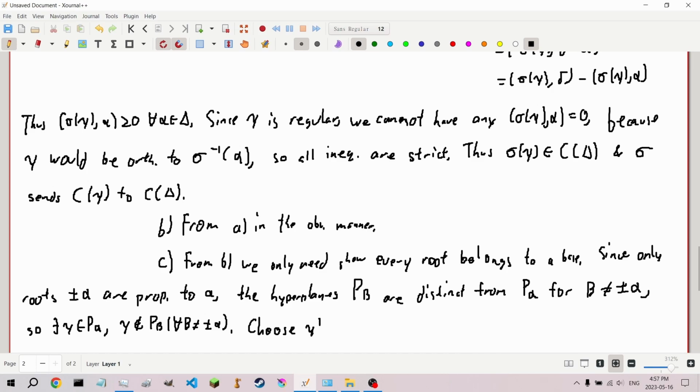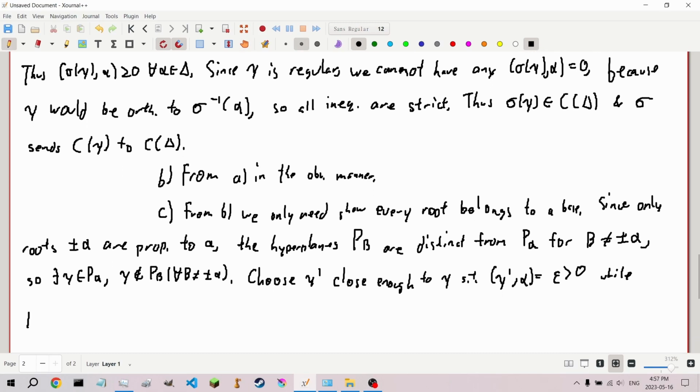Choose γ' close enough to γ such that the form of γ' with α is a positive ε, while the absolute value of the form of γ' and β is greater than ε for all β not equal to ±α. Thus, α belongs to the base generated by γ'.